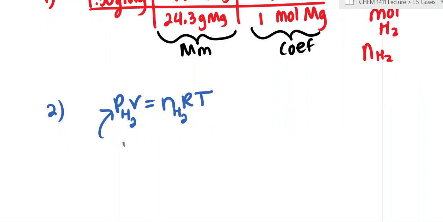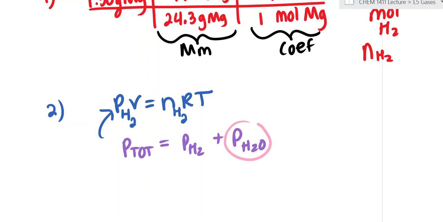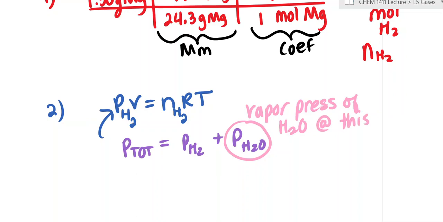So to do that, I use Dalton's law. And this partial pressure due to water is the vapor pressure of water. And that is temperature dependent. And luckily it was given to us as 23.8 millimeters of mercury. And that will be given. Sometimes you have to look it up in a table.